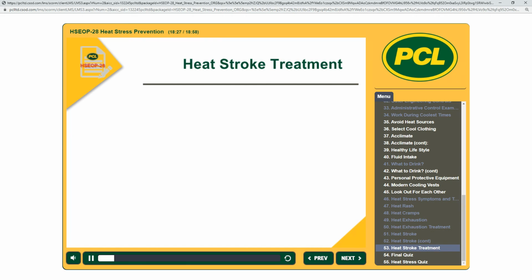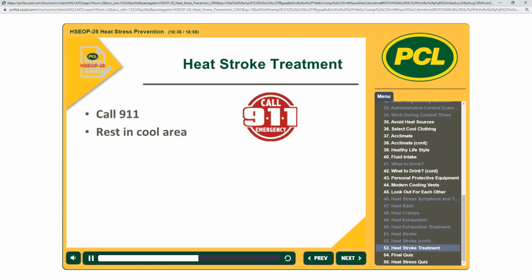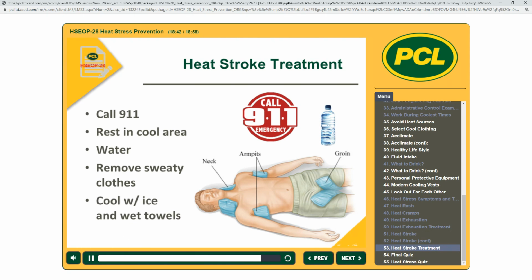If you suspect someone is experiencing heat stroke, activate the site's emergency response plan and make sure that 911 has been called. Bring the person into a cool area. Provide water if conscious. Remove sweaty clothes and then cool them down with ice and wet towels.